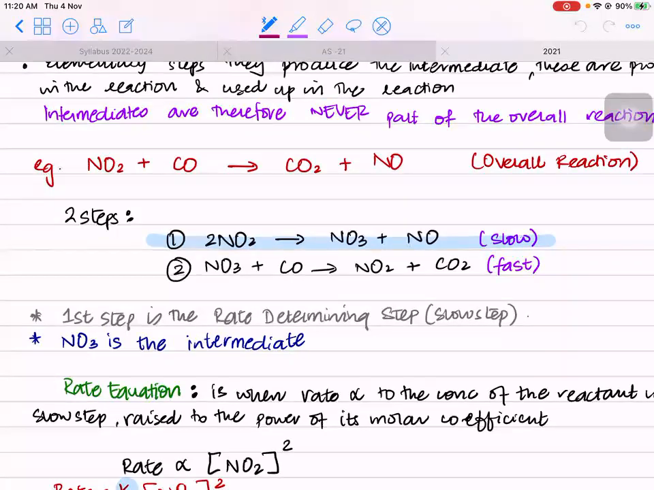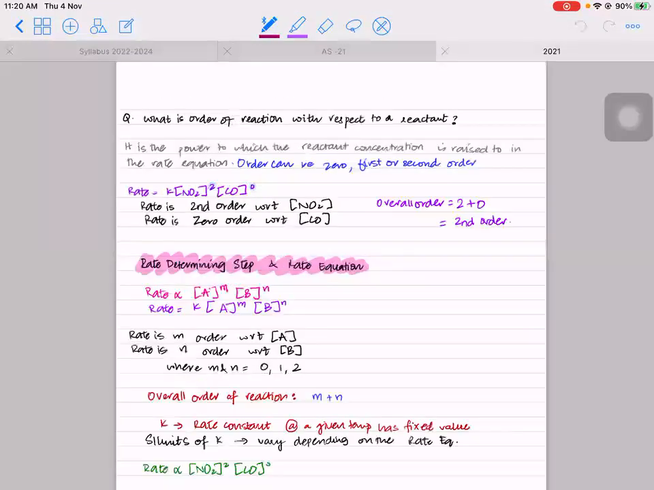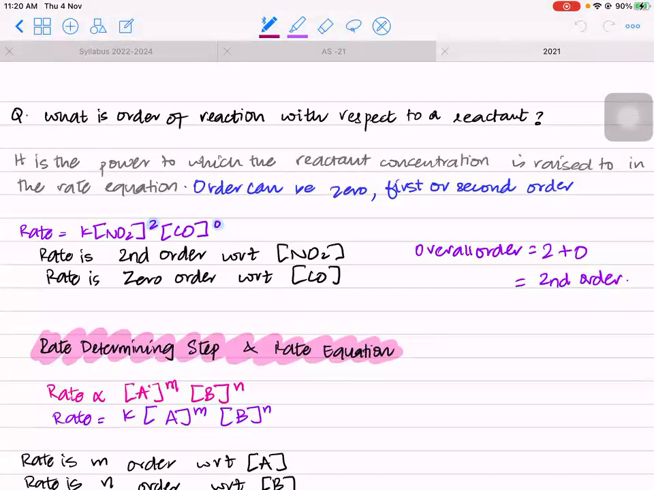Why is it called the rate determining step? Because from the slow step, or the rate determining step, you can derive the rate equation. What is the rate equation? It is directly proportional to the concentration of the reactants in the rate determining step raised to the power of their molar coefficient. I also defined the order of reaction. What is the order of reaction? It is the power to which the concentration of a reactant is raised in the rate equation.